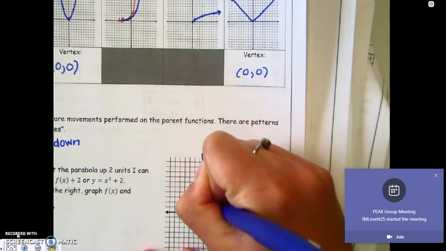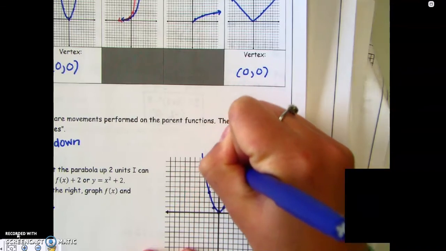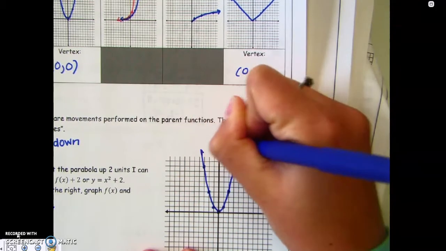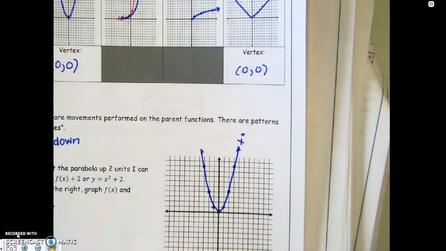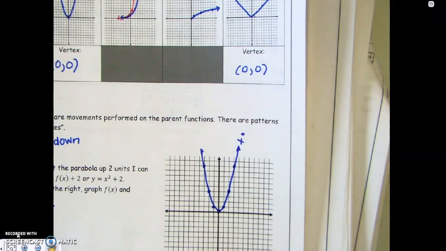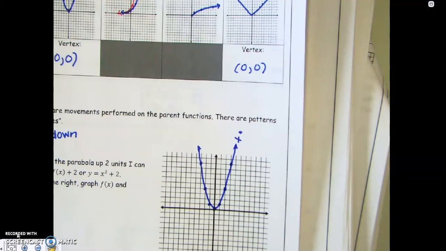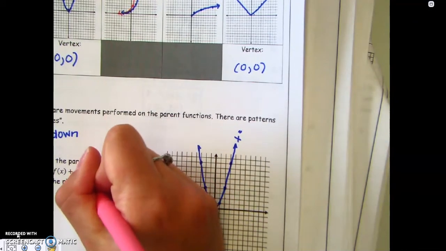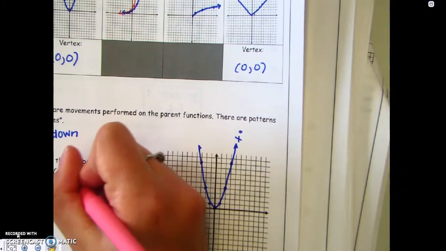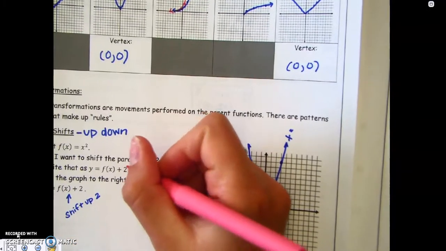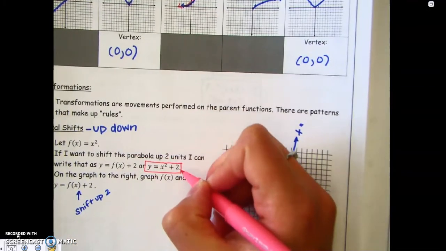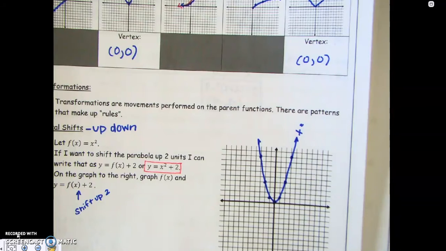If you have to pause the video to do that, please do. So that's x squared, right? If you're not sure how to shift it up, this is why this form of the equation is helpful. So up 2 units is added on to the f of x here, or you can type that right in your calculator. So if you need to, type that right in your calculator.